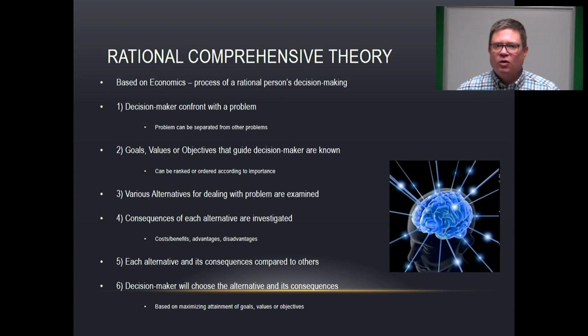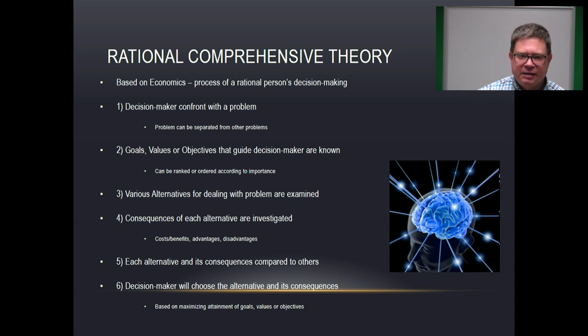Now, the first one is the Rational Comprehensive Theory, and this really comes out of the field of economics. And if you remember the rational choice theory that we talked about earlier in the semester, that's something related to this. Essentially, it's a very scientific, sterile process that we go through, and continually evaluate and reevaluate information in a very rational way until we reach a decision.